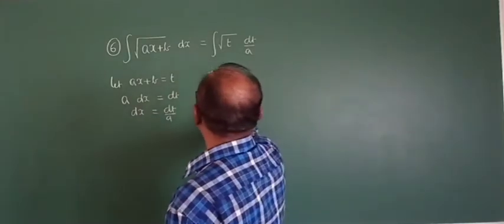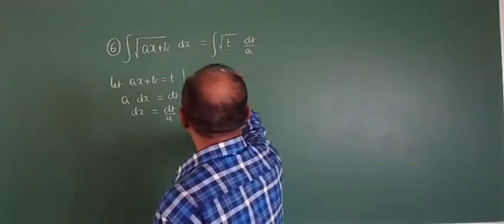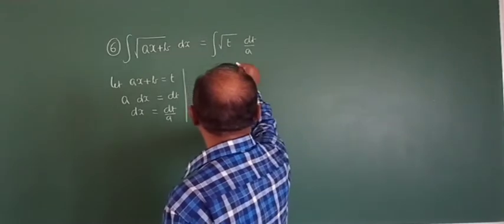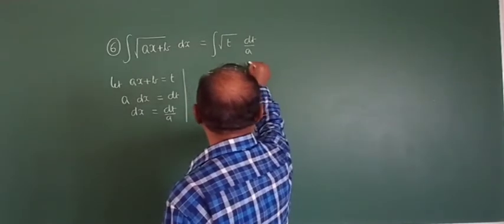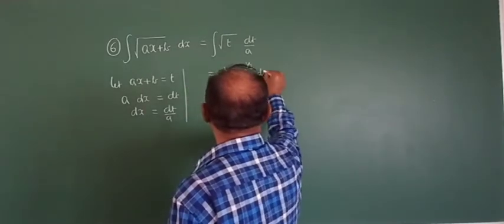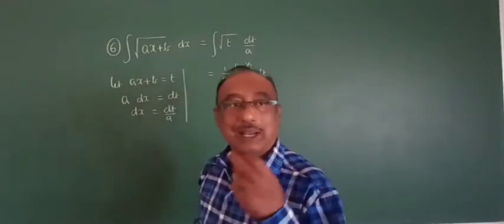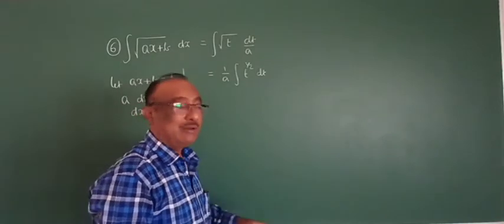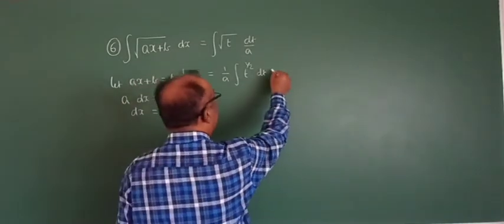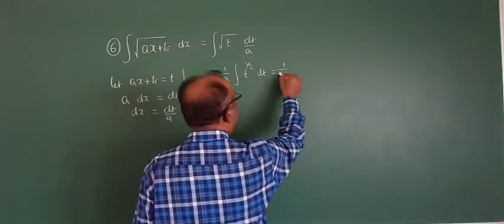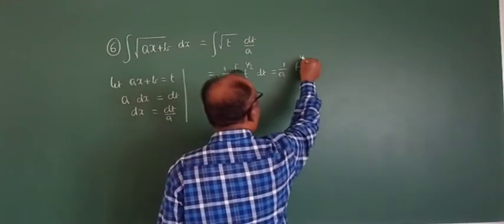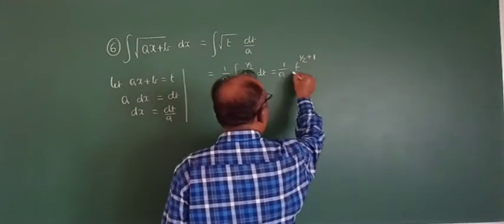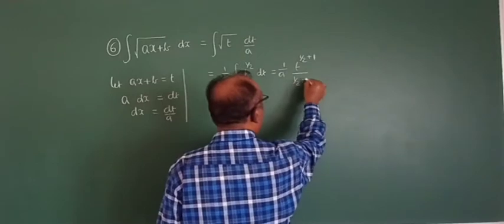1 by a is the constant outside of the integration. The integral of t to the power of 1 by 2 into dt. For a single variable, the integral of x power of n is x power of n plus 1 by n plus 1, plus c.